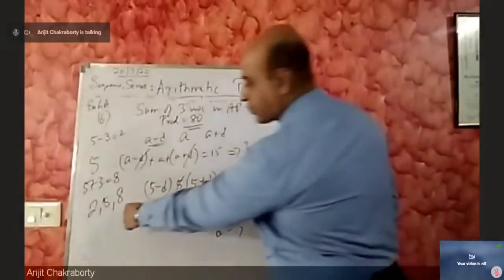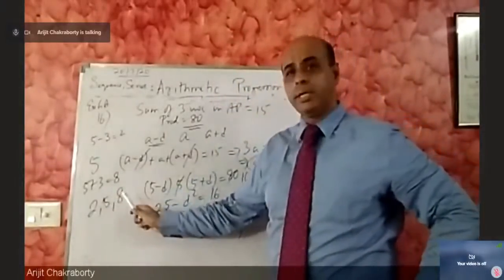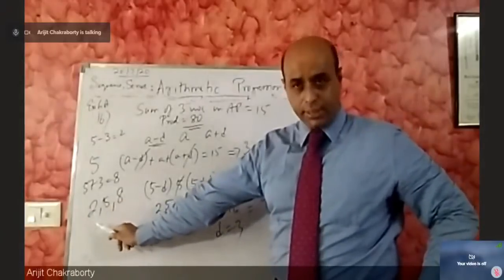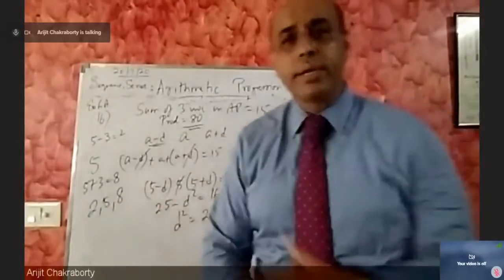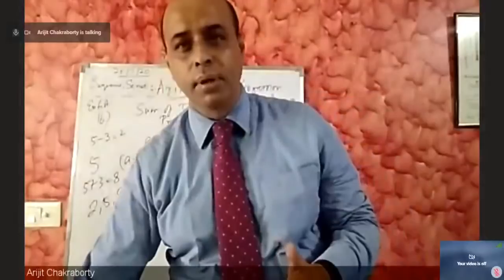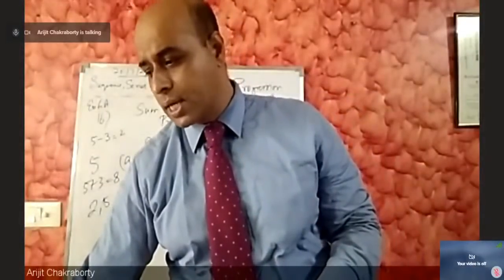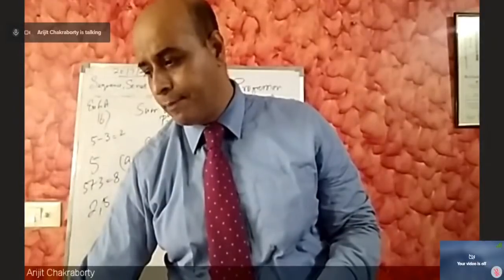You can see if you add them, you get 15. And if you multiply them, 5 eights are 40, 2 fours are 80. So, both the conditions in the given problem are satisfied. So, the numbers are 2, 5 and 8. This was example number 16, problem number 16, exercise 6A.